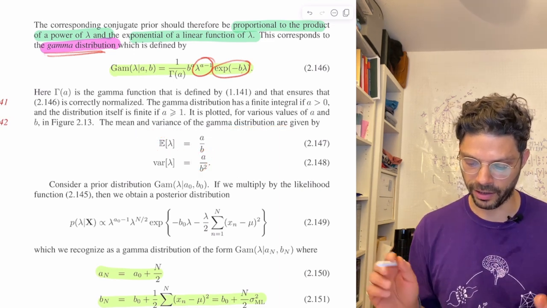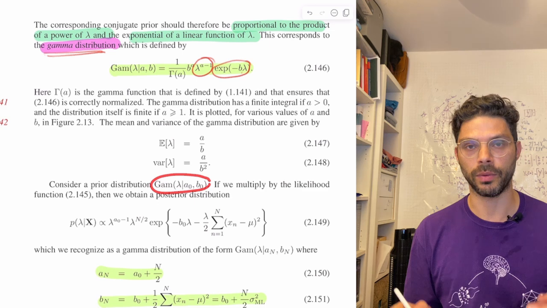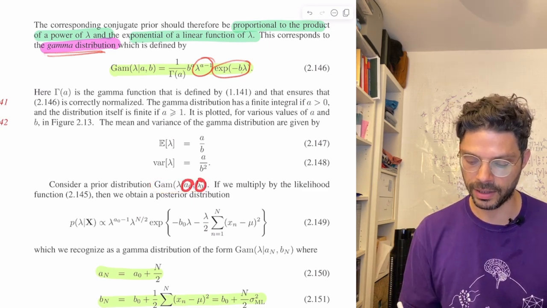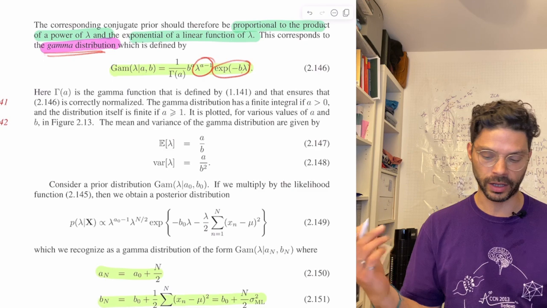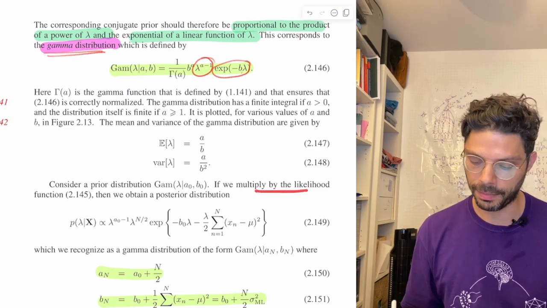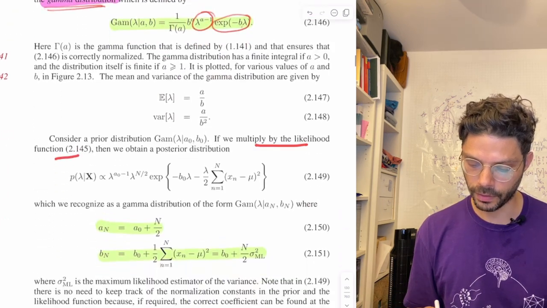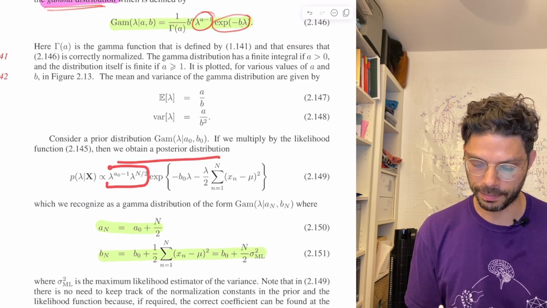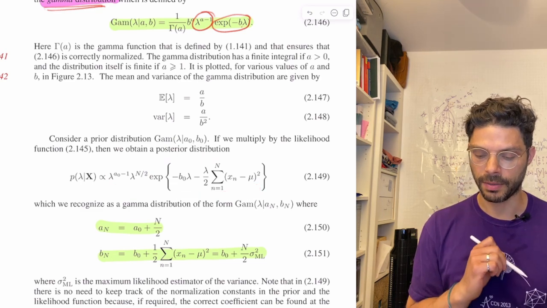Now consider prior. Okay, so now consider prior distribution gamma. So we just said, look, we picked our conjugate prior, and we're going to pick these parameters a0 and b0. And now we're going to try to interpret what these mean in terms of how they get updated, which is actually kind of cool. So if we multiply by the likelihood function, so that was what we had up here, then we obtain a distribution, so we get the lambda powers multiplying, and then you get something going on in there, right?